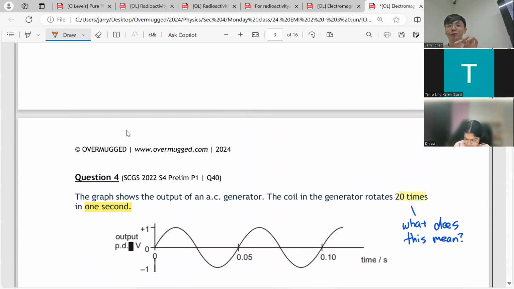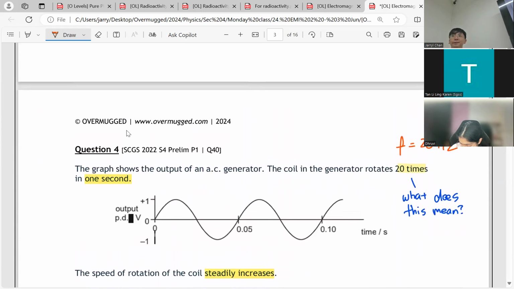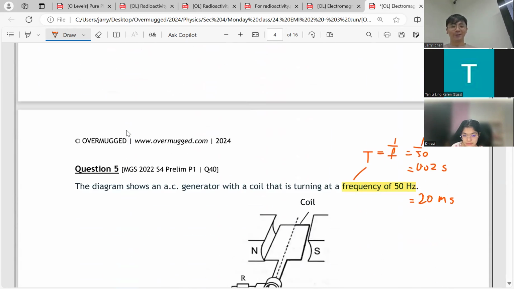The generator will turn 20 times in 1 second. I just wanted to check what this means. What does this mean, 20 times in 1 second? Literally this, right? In 1 second. What is this physics term? Frequency. So that's why this frequency is in hertz, and you can actually calculate the period from here. Then I trust that you all know this.